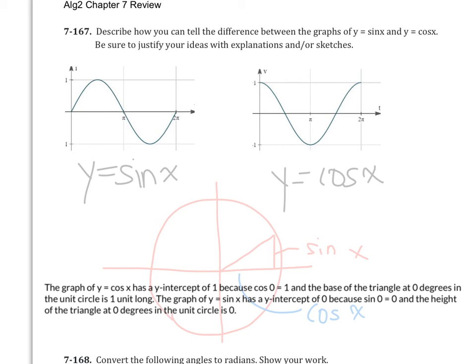So in summary, the graph of y equals cosine x has a y-intercept of 1 because cosine of 0 is 1 and the base of the triangle at 0 degrees in the unit circle is 1 unit long. Our graph of y equals sine x has a y-intercept of 0 because sine of 0 equals 0 and the height of the triangle at 0 degrees in the unit circle is 0.